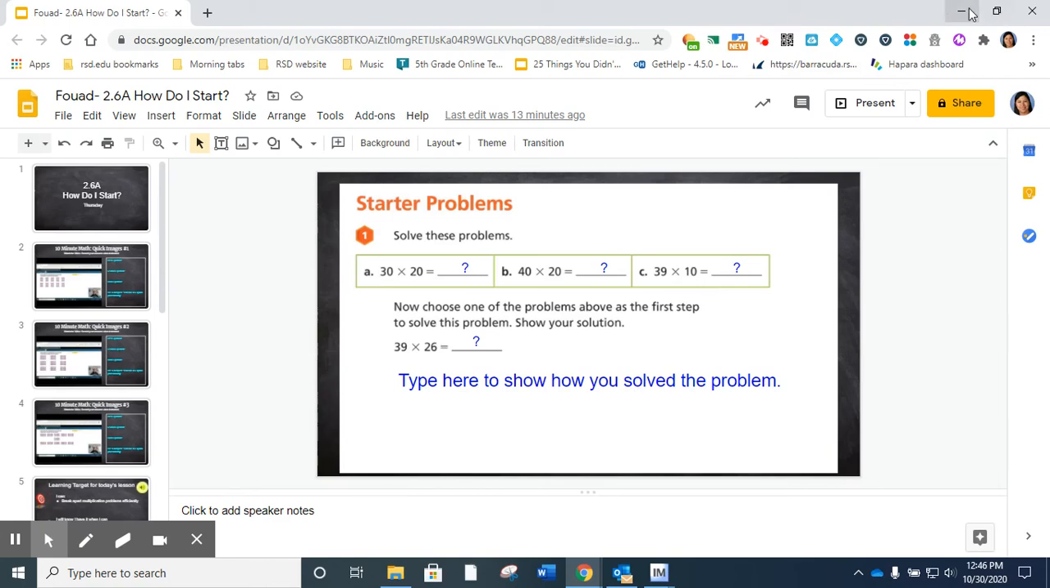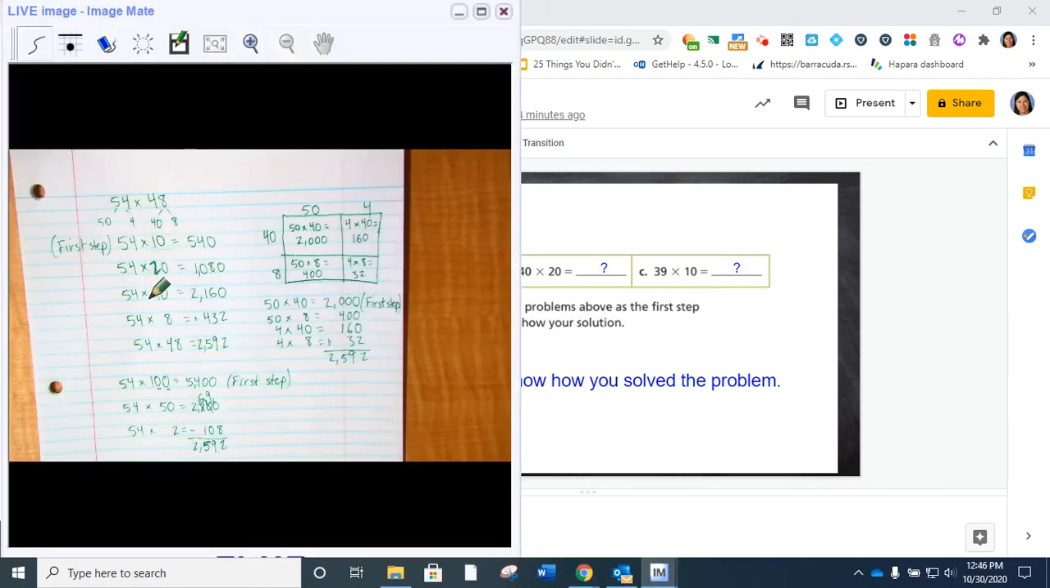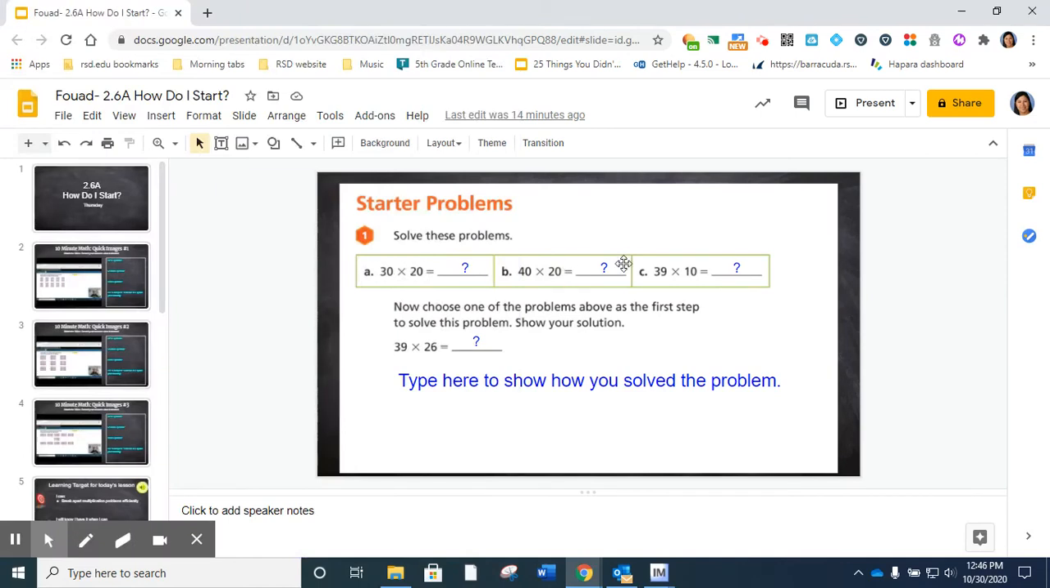So again, much like we did here on this problem, it would basically be like if it gave me 54 times 10, 50 times 40, and 54 times 100. If those were my 3 problems up here, I would then choose one of them to go ahead and solve the rest of the problem.